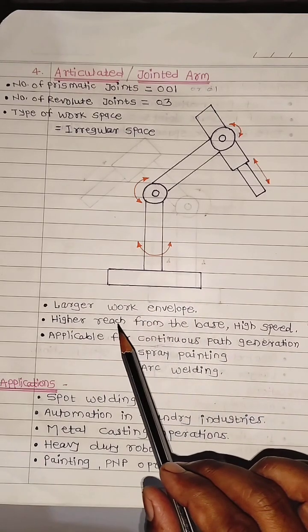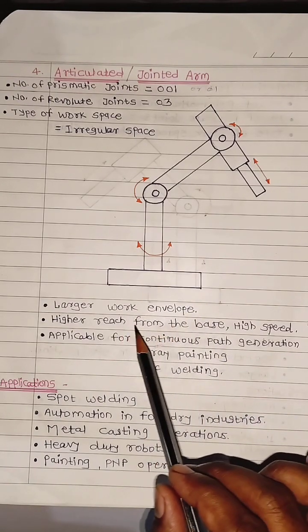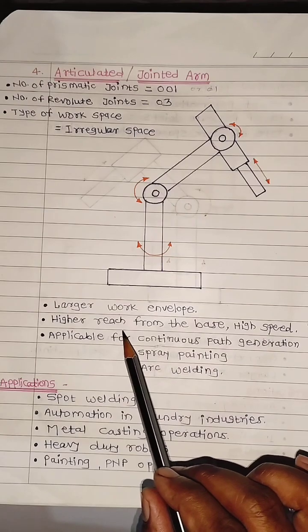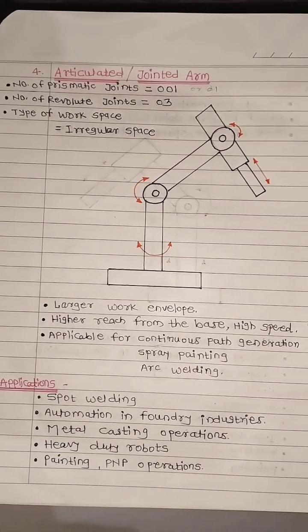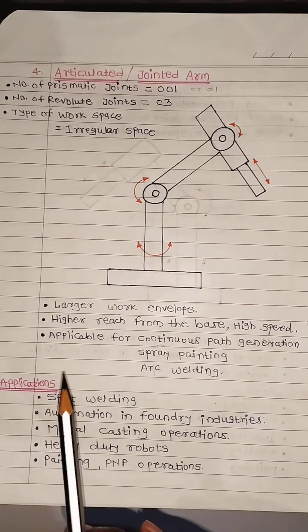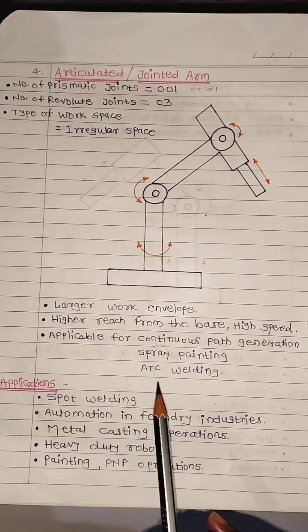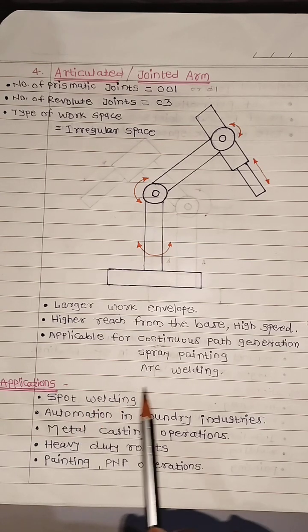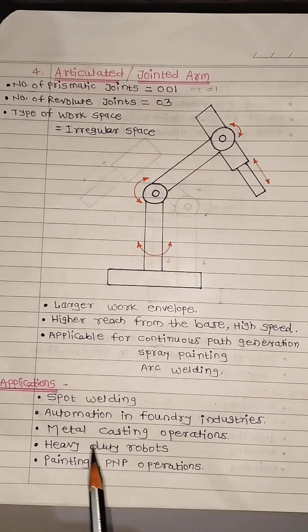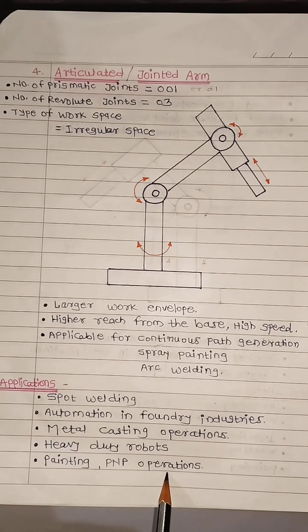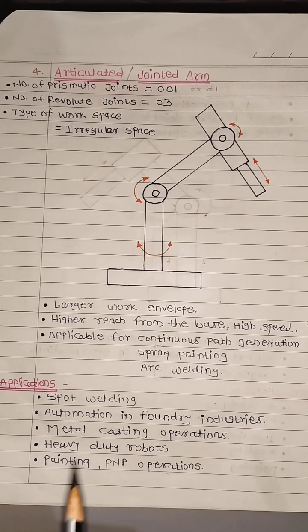Then this type of configuration has advantages, that is, a larger work envelope, higher reach from the base as compared to other configurations, and also higher speed. Here some applications of this type of configuration are also listed. It is commonly used in spot welding, arc welding, spray painting, or continuous path generation processes. It is also used in metal casting operations, automation, heavy duty robots, and PNP operations. So this is the most commonly used type of configuration in industry.